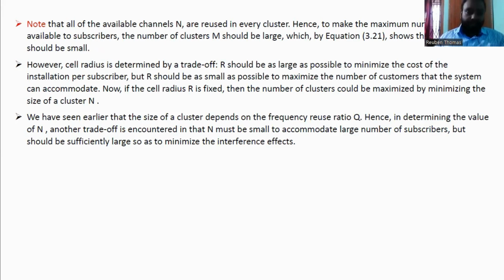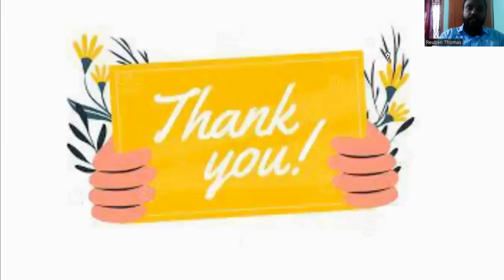If the cell radius R is fixed, then the number of clusters could be maximized by minimizing the size of the cluster N. We have seen earlier that the size of the cluster depends on the frequency reuse ratio Q. Hence, in determining the value of N, another trade-off is required: N must be small to accommodate a large number of subscribers, but it should be sufficiently large so as to minimize the interference effect. So this is about these things. Thank you.